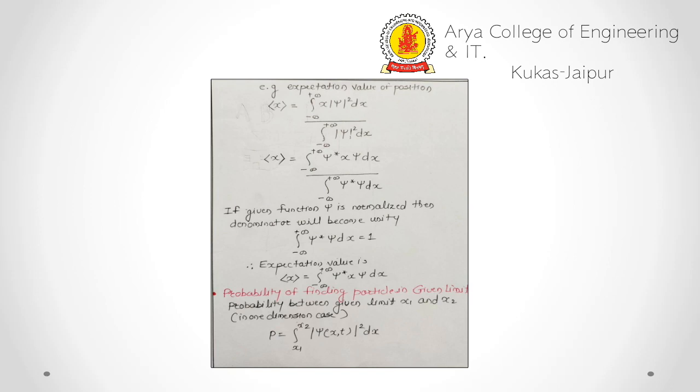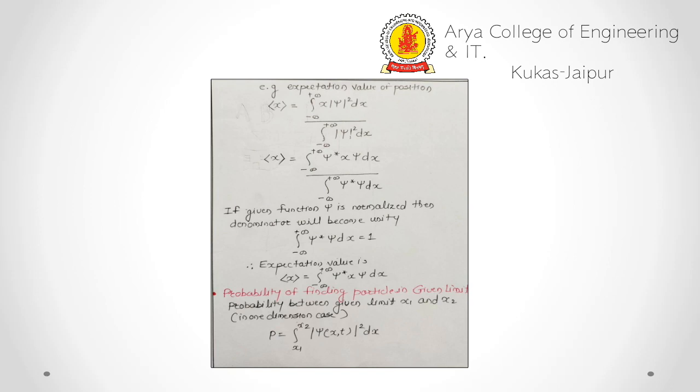integration from minus infinity to infinity of x mod of psi square dx upon integration from minus infinity to infinity of mod of psi square dx. It can also be written like expectation value of x equals integration from minus infinity to infinity of psi star x psi dx upon integration from minus infinity to infinity of psi star psi dx. Now consider the denominator of this equation.